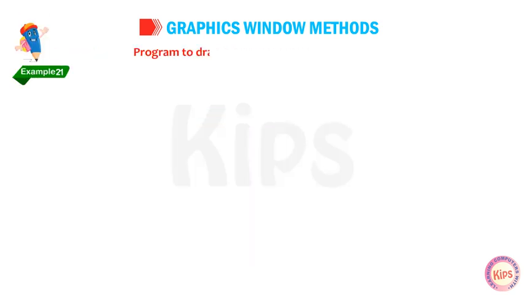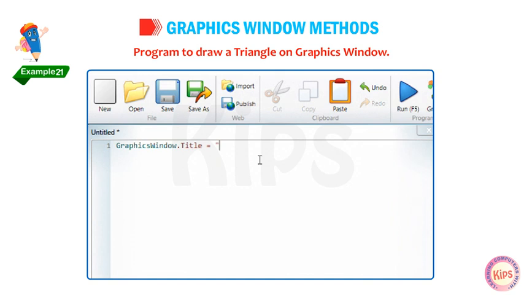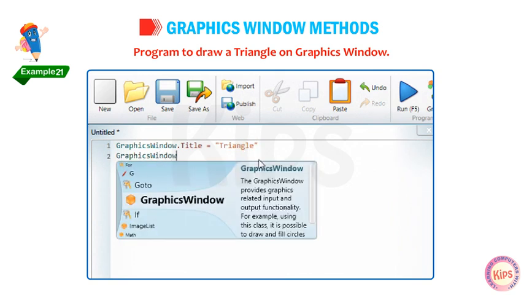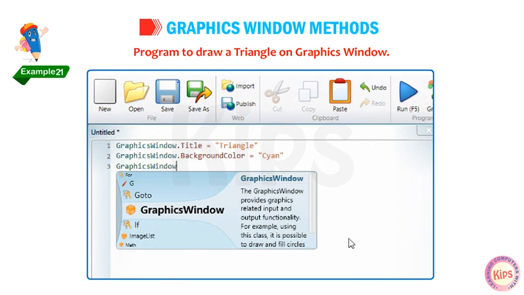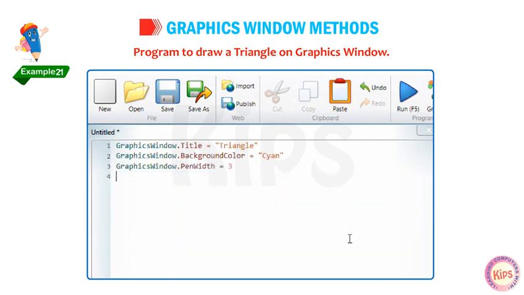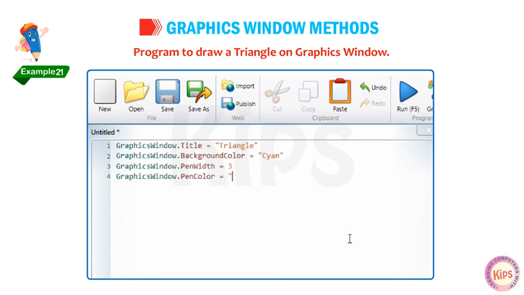Example. Program to draw a triangle on graphics window. GraphicsWindow.Title = "Triangle". GraphicsWindow.BackgroundColor = "Sand". GraphicsWindow.PenWidth = 3. GraphicsWindow.PenColor = "Black".